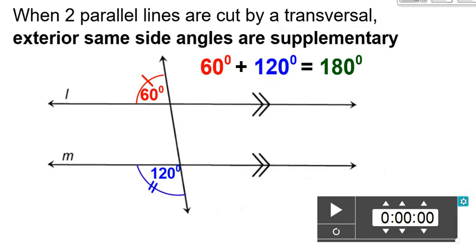When two parallel lines are cut by a transversal, exterior same side angles are supplementary also, and I could use the same concept. If this is 60, my supplementary angles say that that has to also be 60, which means these two have to be 180.